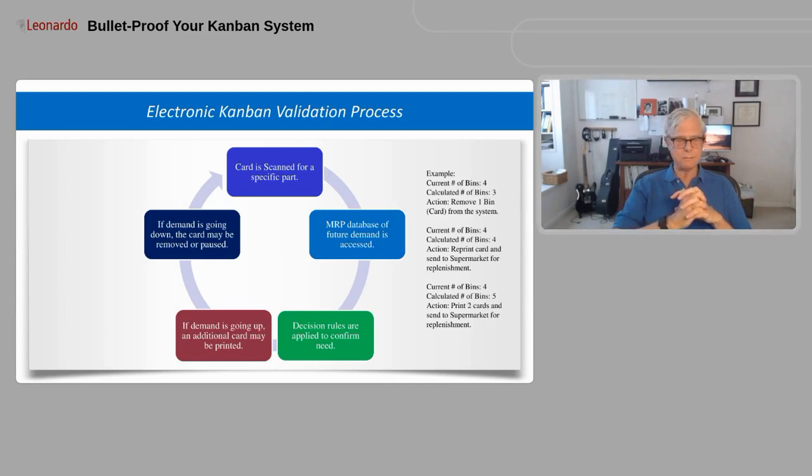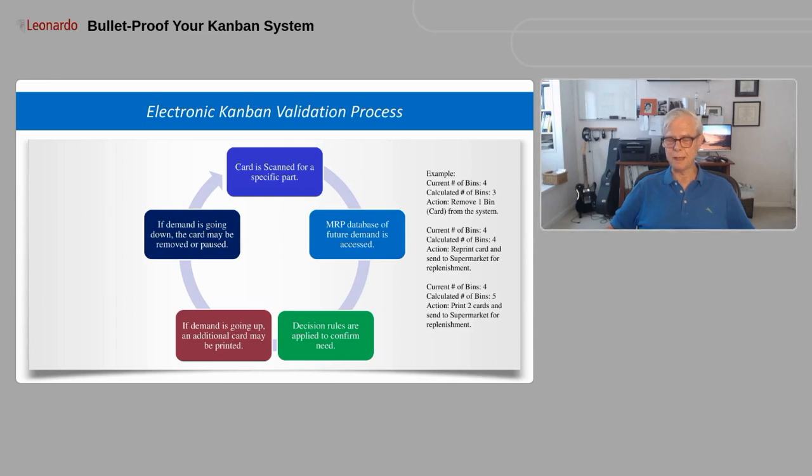So I guess what I'm saying here is what I just told you. If demand's going up, then an additional card may be printed. Demand going down, the card may be removed or paused. So this is custom software. I don't think it's that difficult. What do I know, right? I don't have to do it, but I don't think it's that difficult. But it's applying some rules and it's making adjustments to your Kanban system on a real-time basis. So this is incredibly powerful. If you've had to deal with maintaining a Kanban system, you'll appreciate this. But I think it's perfectly possible.